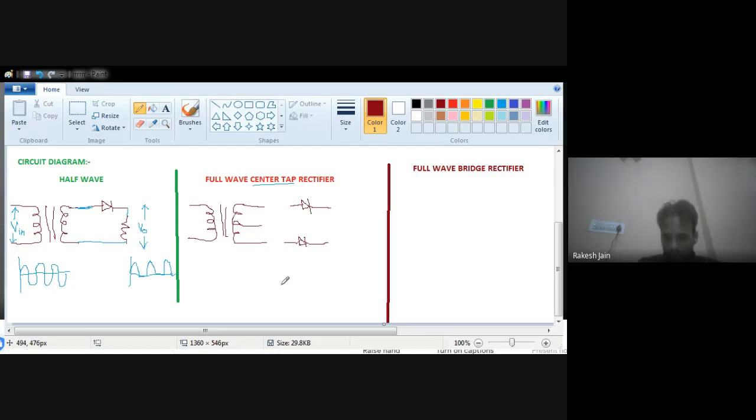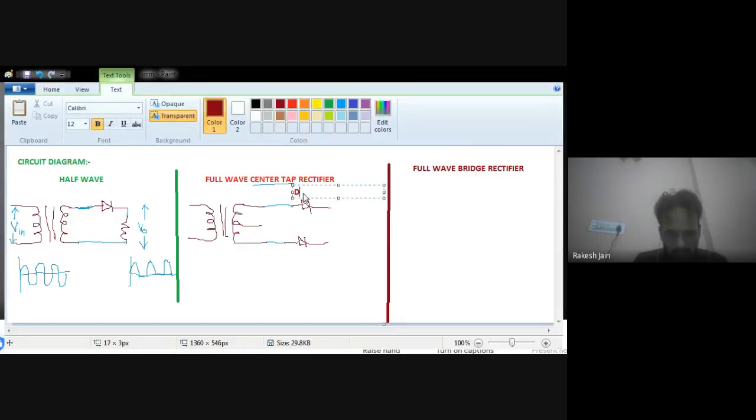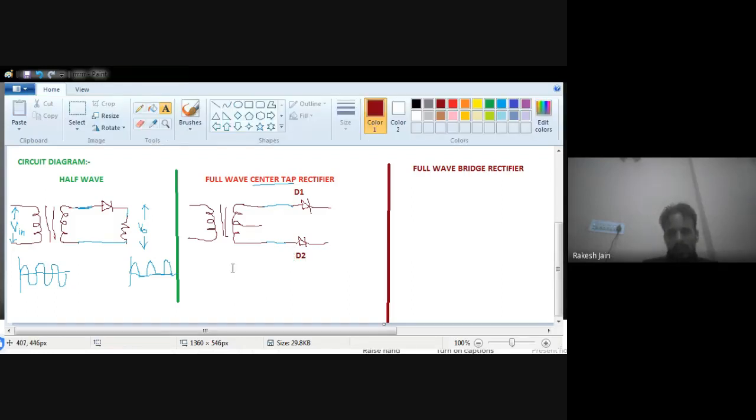Okay, so here we use 2 diodes, and these 2 diodes are connected with the transformer such that the anode of the first diode is connected with the upper side of the transformer, and anode of the second diode is connected with the second terminal of the transformer. Let this diode be D1 and this diode be D2. And these 2 cathode terminals are connected with each other directly. Remember the circuit diagram.